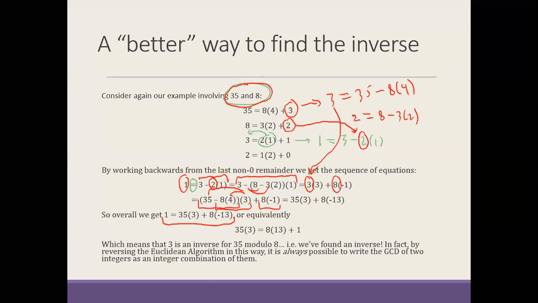You might say, so what? How does that help? Well, I can rewrite that, correct? Isn't this the same? Do you see that? Yeah. 35 times 3 is equal to 8 times 13 plus 1. What if I take this thing modulo 8? What's going to happen to 8 times 13 if I take that modulo 8? What's the remainder of that?